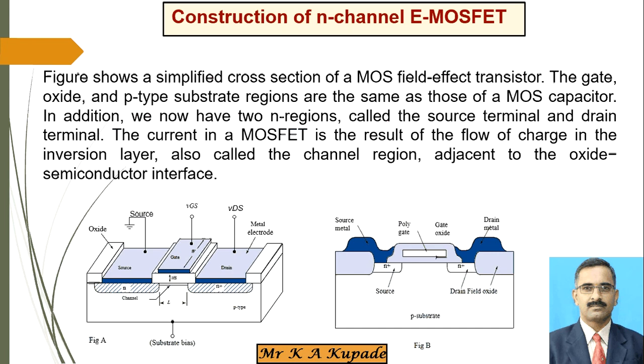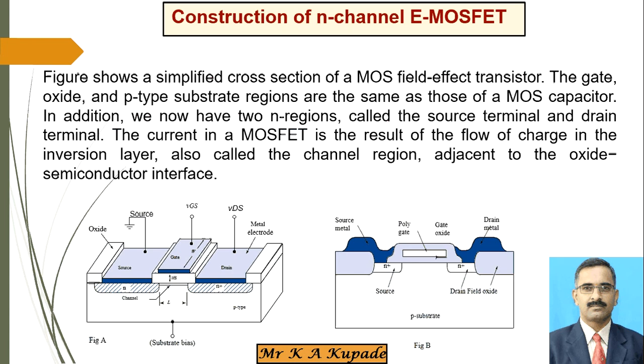Now the current in the MOSFET is the result of the flow of charge in the inversion layer, also called the channel region, adjacent to the oxide semiconductor interface. See here, that middle portion is the oxide semiconductor portion. In between that interface, you can see that enhancement happens, the inversion layer happens, and due to that inversion layer, the current flows from the source to the drain or from the drain to the source. The dashed lines are shown there.